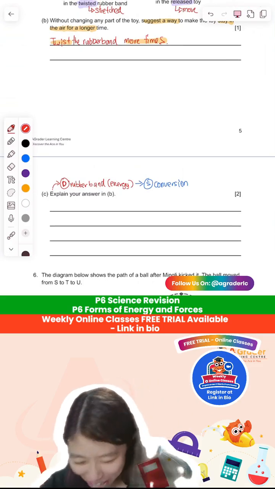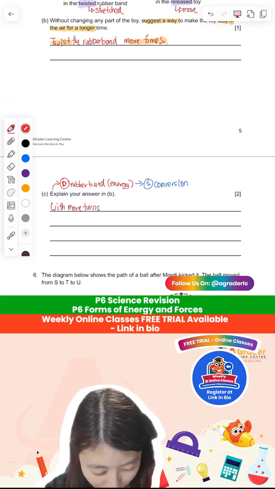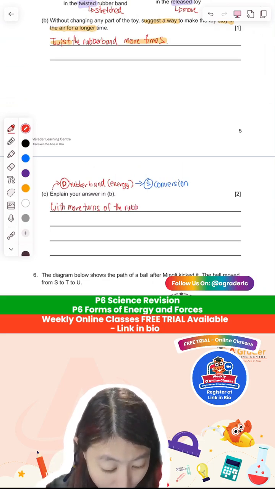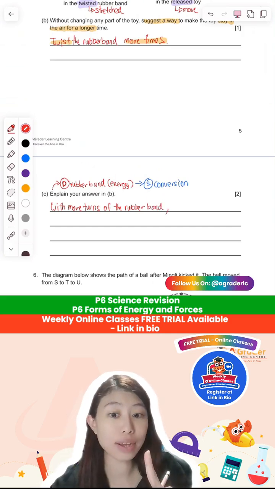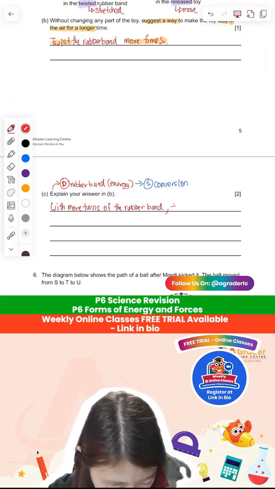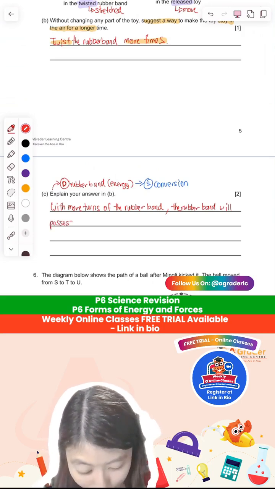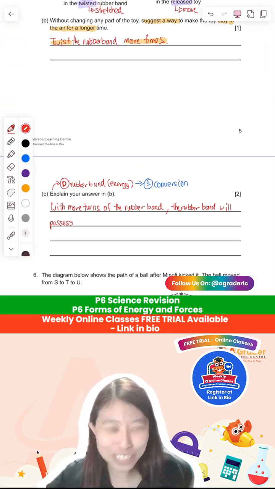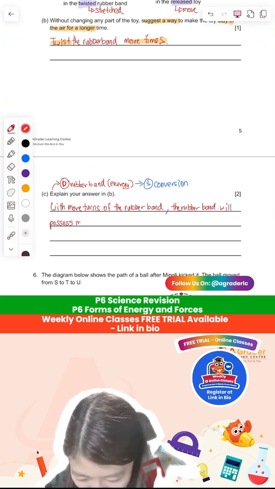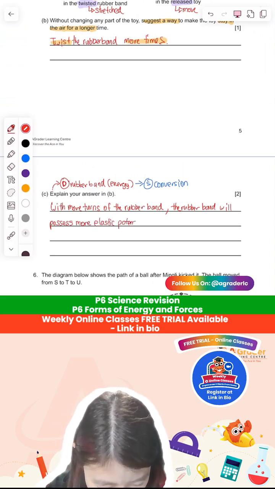So with more turns of the rubber band, I'll write the D in red. The first step, describe, will give you 1 mark. Science concept will give you another mark. The rubber band will possess, and this possess is not the spiritual kind of possession, this is just energy. Someone was talking about some other things just now. More elastic potential energy.